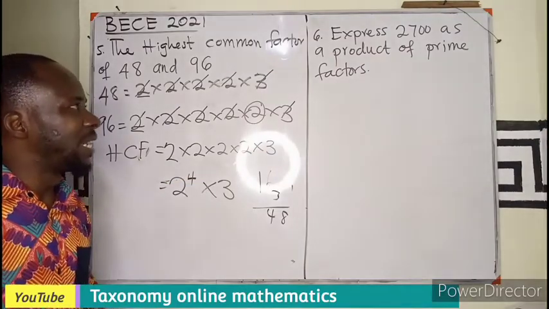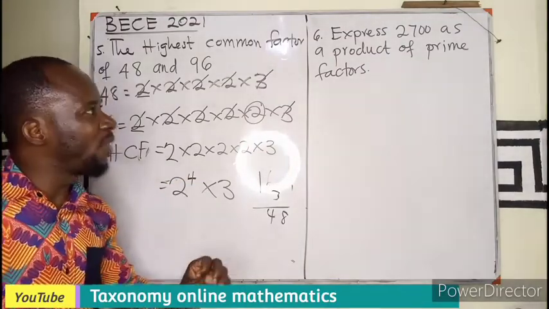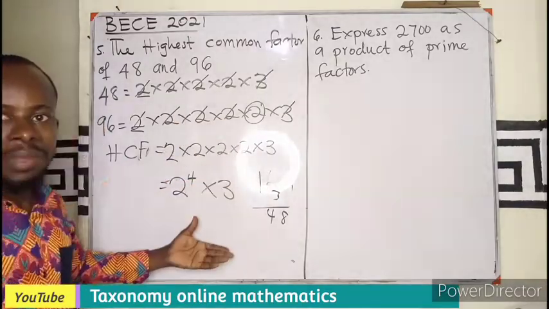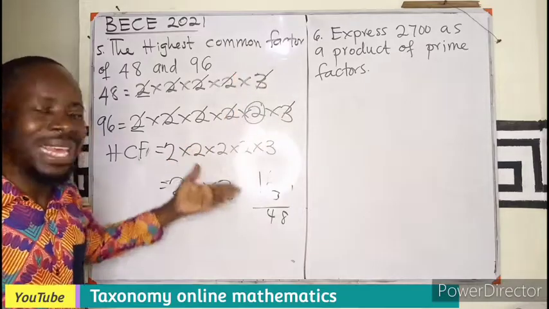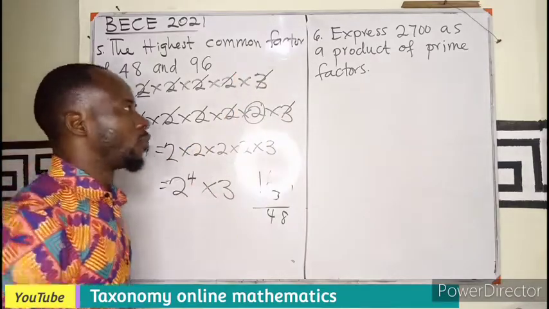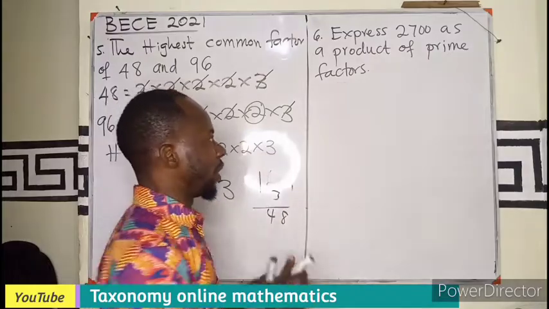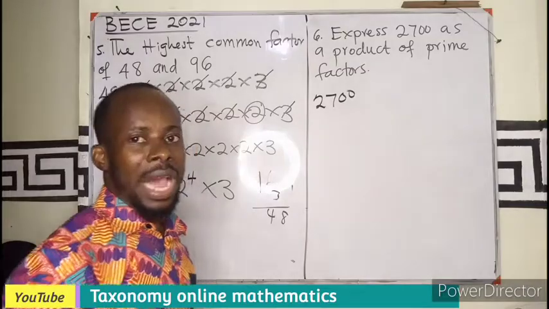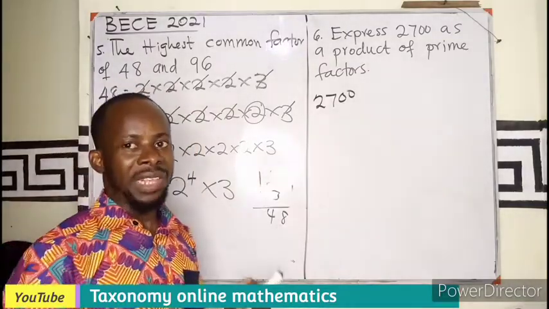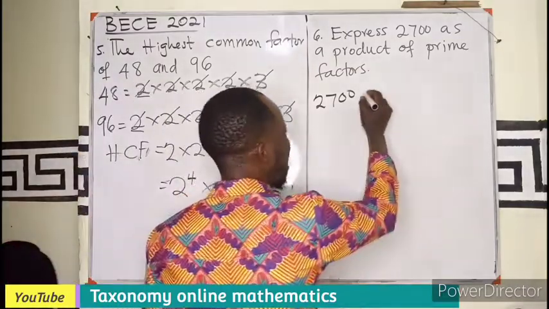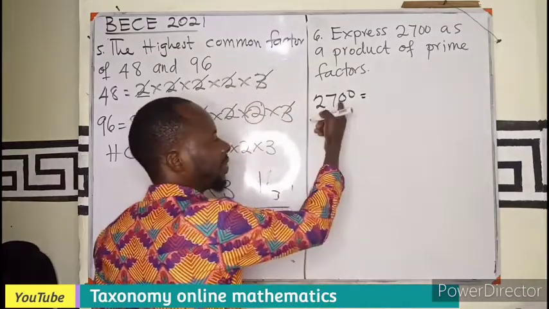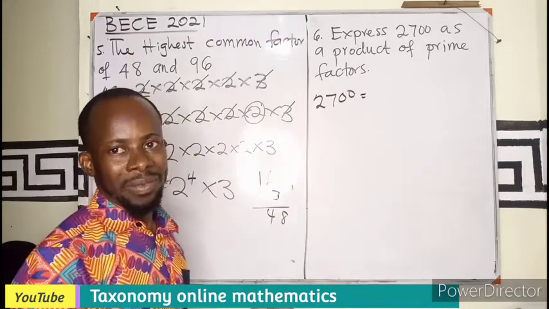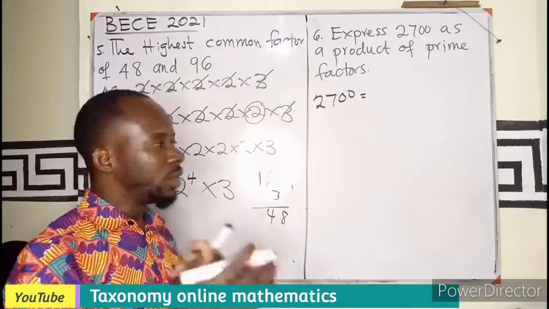Then the next one, express 2700 as a product of prime factors. Just like we did here, we want this to be in the same order. Good. So we can follow this. 2700, I can do that without drawing a factor tree. That would be that this number will be 100 times what? 27. 100 times what? 27.